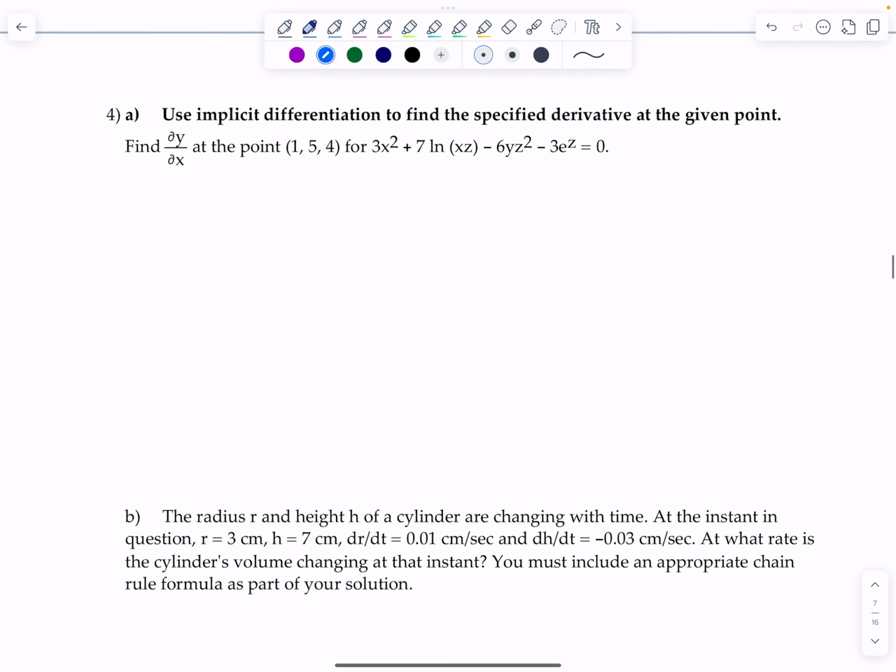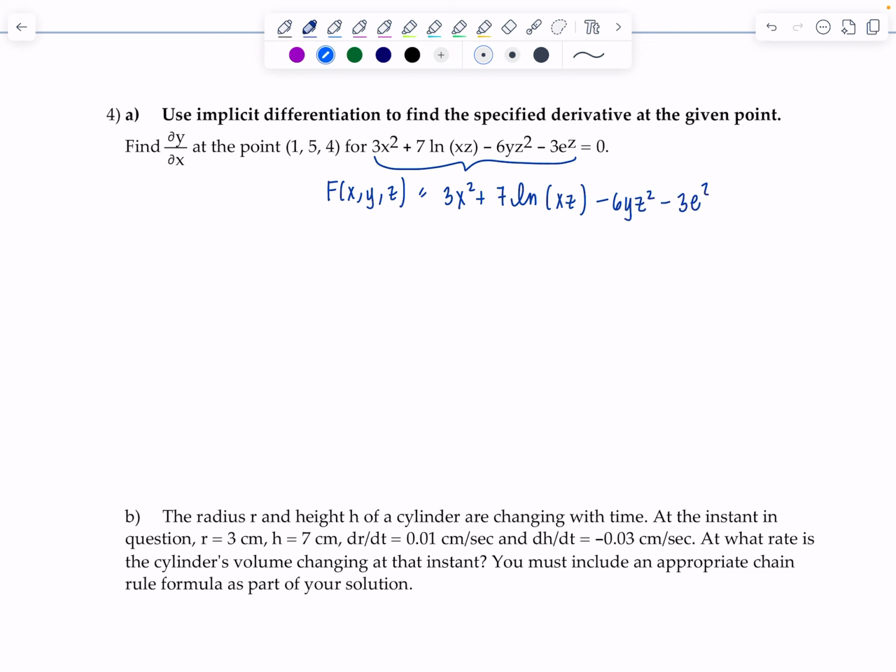Next one, use implicit differentiation to find the specified derivative at the given point. So find del y del x at the point (1, 5, 4) for 3x squared plus 7 ln xz minus 6yz squared minus 3e to the z equals 0. So I'm going to use the shortcut formula since I'm in multivariable calculus now. And let me rewrite this and call this my function of x, y, and z. So this is 3x squared plus 7 ln xz minus 6yz squared minus 3e to the z.